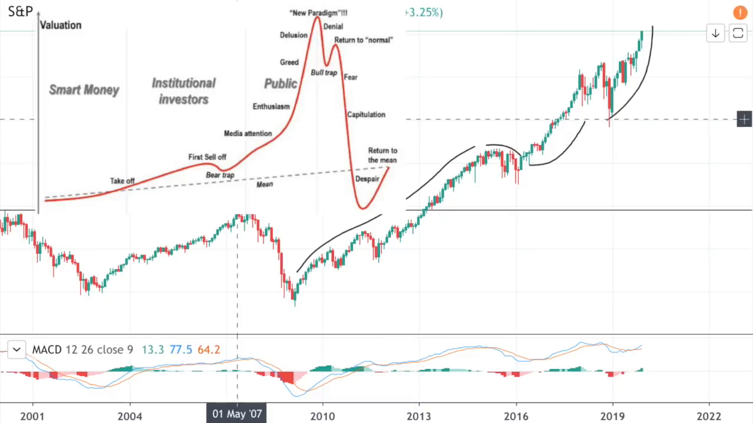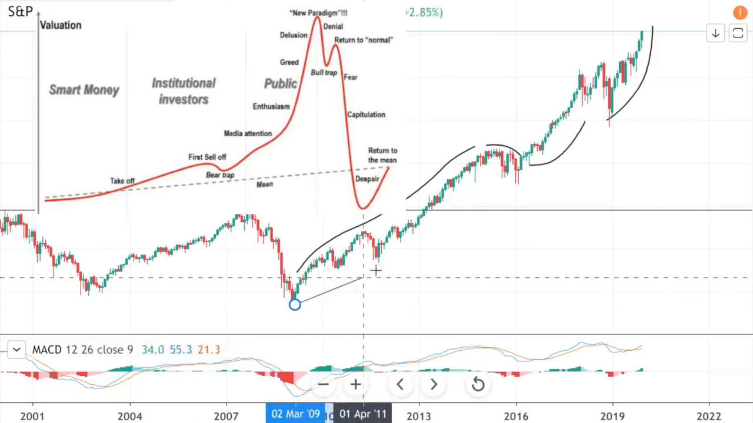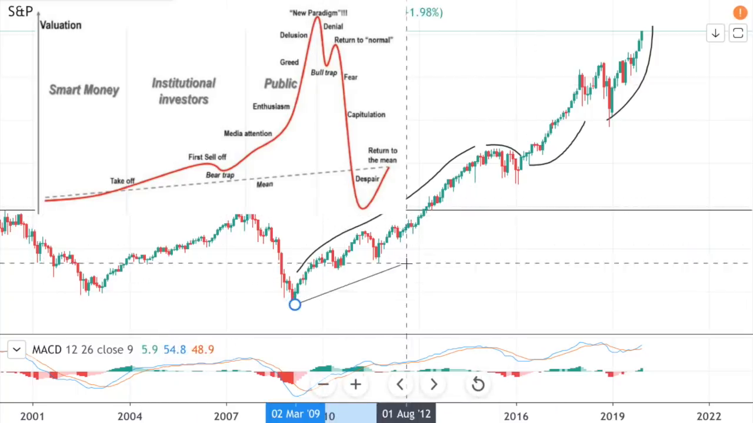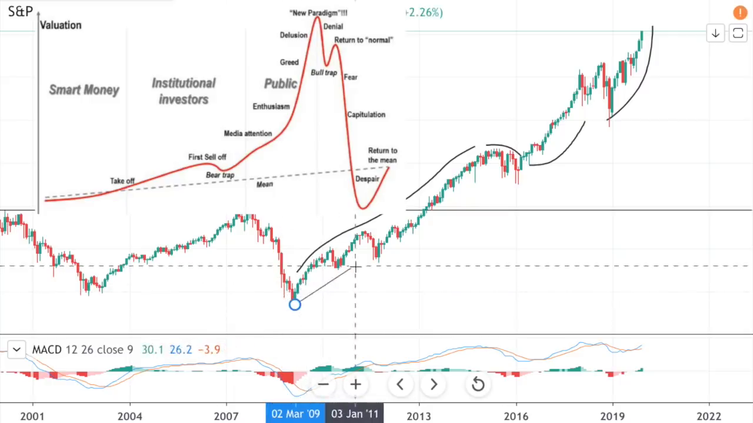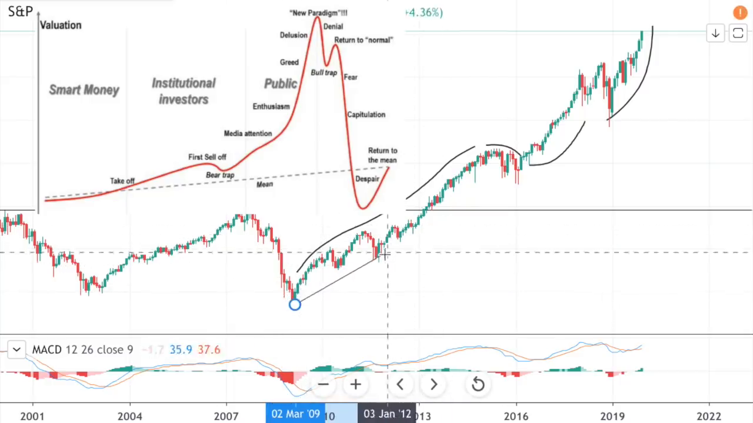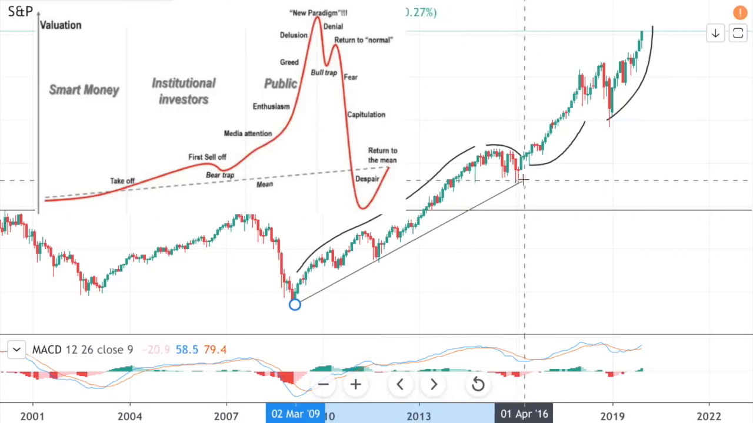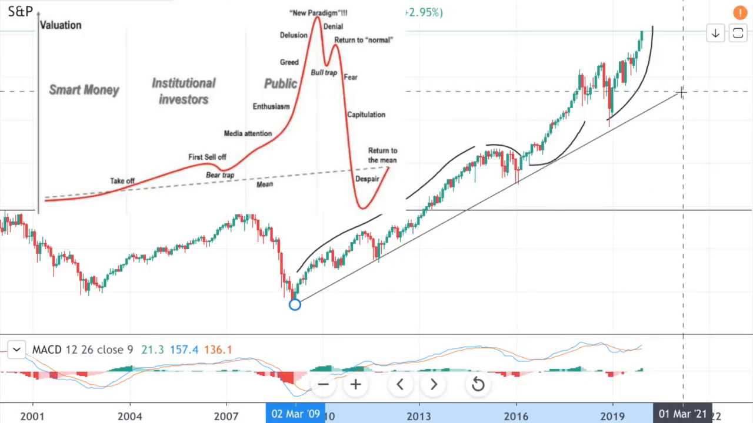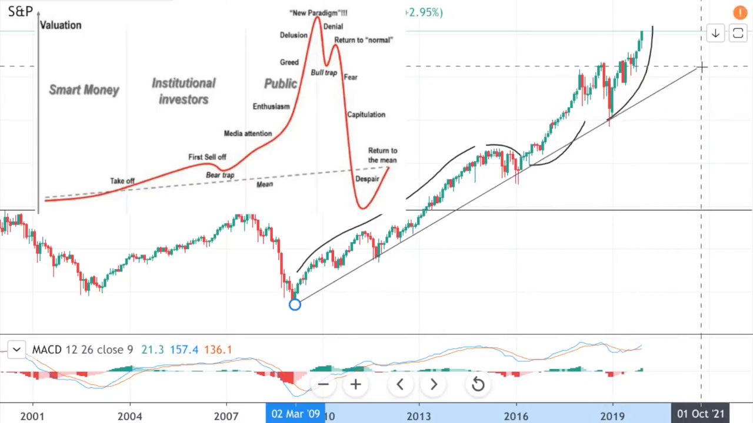And that's where I want to draw a simple trend line that represents this bull market that we've seen since 2009. This trend line would go from the bottom in 2009, have a reaction in 2011, one in 2016 after this bear trap, and a last reaction here in 2019, very recently.